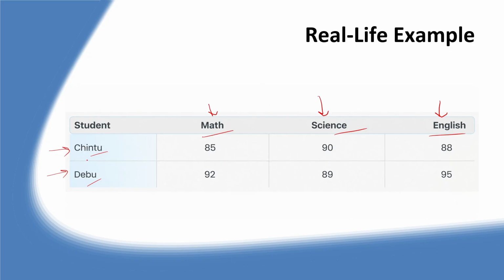So, student Chintu has scored 85 in maths, 90 in science, 88 in English. Likewise, Debu has scored 92 in maths, 89 in science, 95 in English. So, this is row 1, this is row 2, column 1, column 2, column 3. We'll see in IntelliJ how this two-dimensional array works.